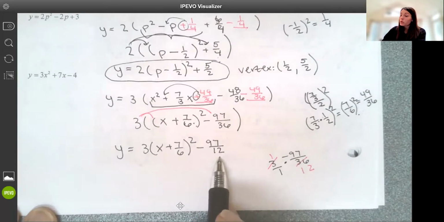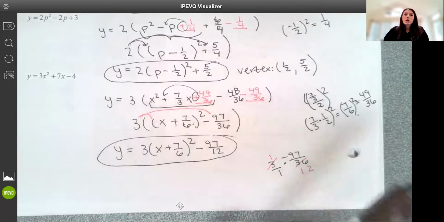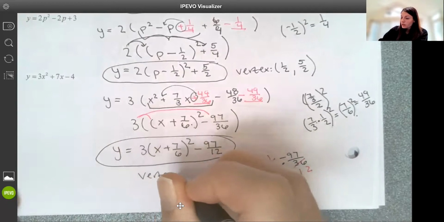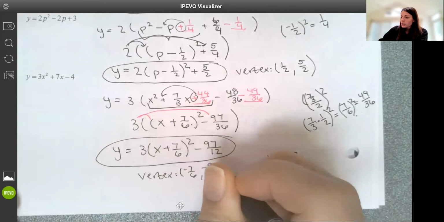Really messy. Remember, the first example is messy like this too, but I wanted to at least do 2 that are that messy. So there we have our vertex form, and the vertex of our parabola would be negative 7/6 and negative 97/12.